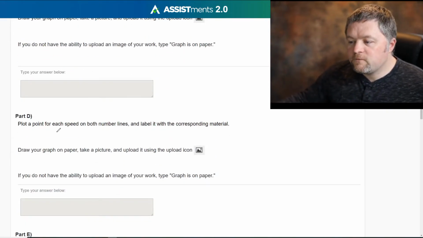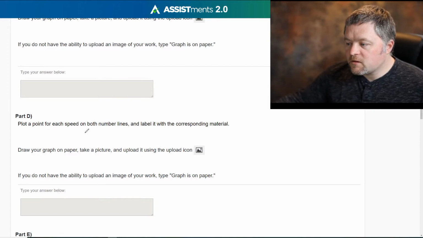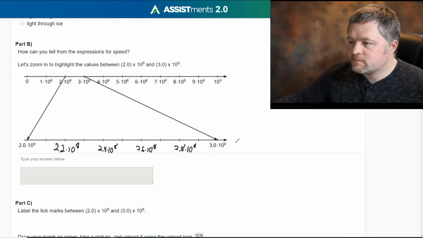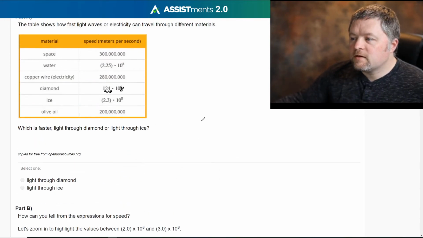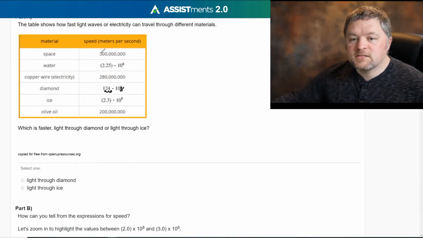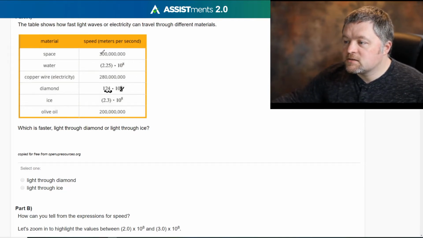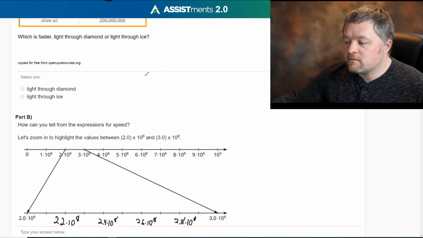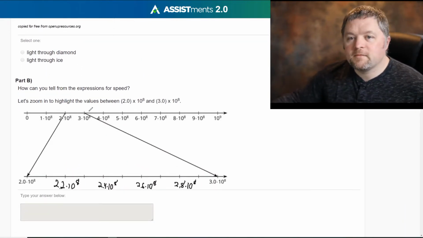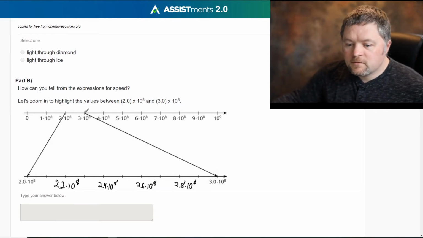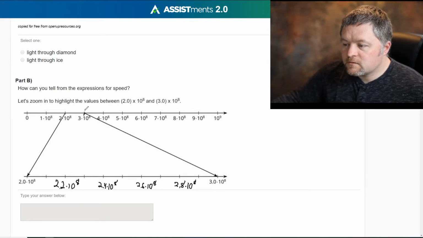Plot a point for each speed on both number lines and label it with the corresponding material. So, if we look over here, space. Our first thing on here is 3 times 10 to the power of 8. Where does 3 times 10 to the power of 8 go? On this number line, it's right here.